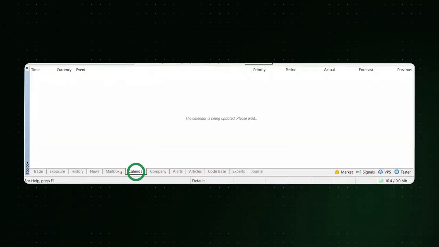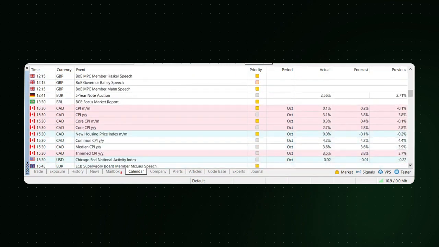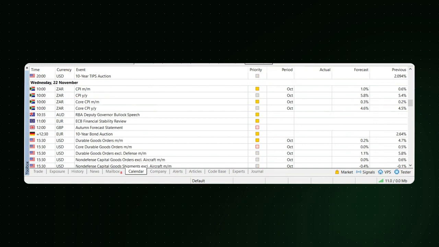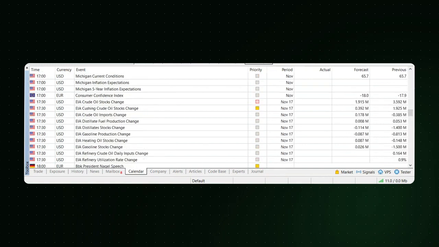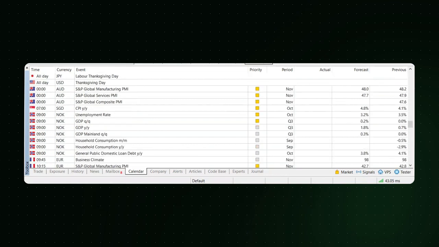MetaTrader 4 does not have a built-in economic calendar. MetaTrader 5 does. Important financial news and economic events are available to MT5 users directly from the platform, informing them about upcoming events that may affect the markets.